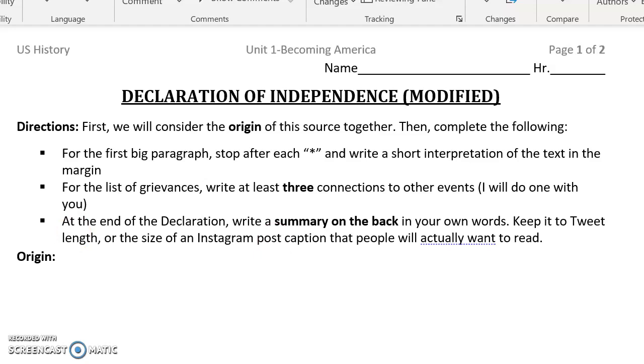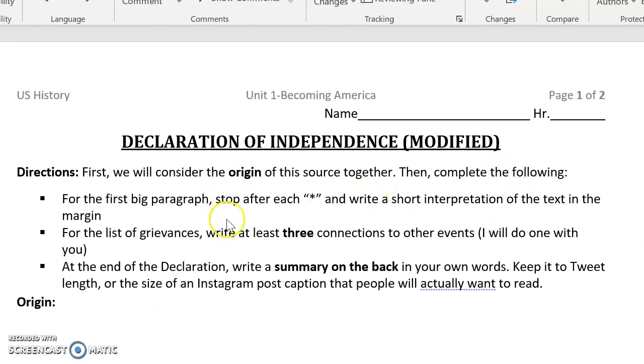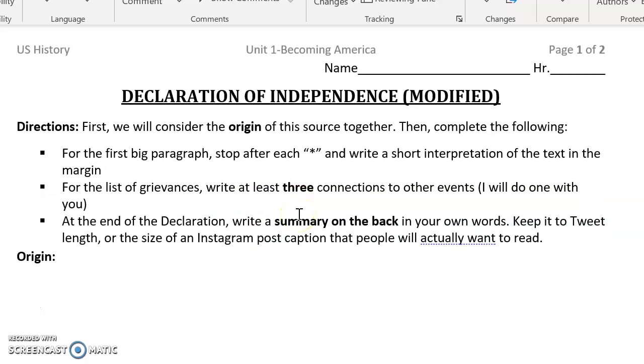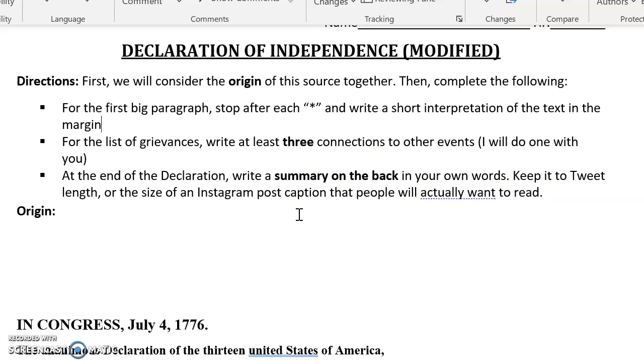Again, we've got the Declaration of Independence. I just wanted to point out that this is a modified version of the Declaration of Independence, so it's not the entire thing. If you'd like to see the entire thing, you're more than welcome to. I can send it to you. But we just cut down to the main parts that we really want to focus on for our purposes. And then when you get to U.S. government next year, you'll probably look at a bigger part of it as well.